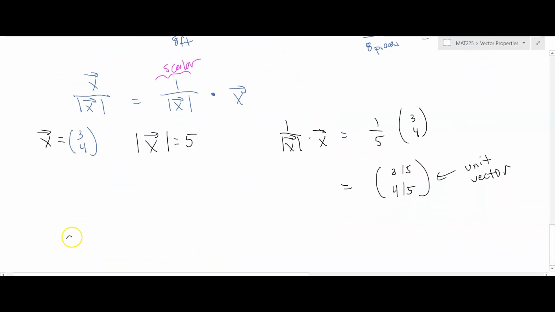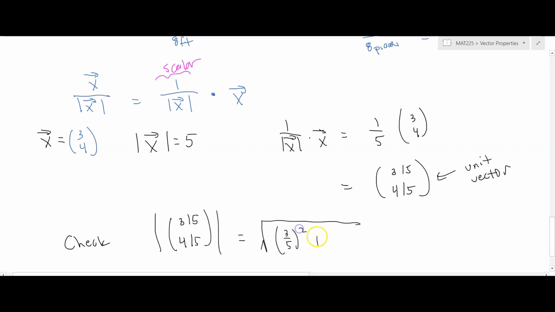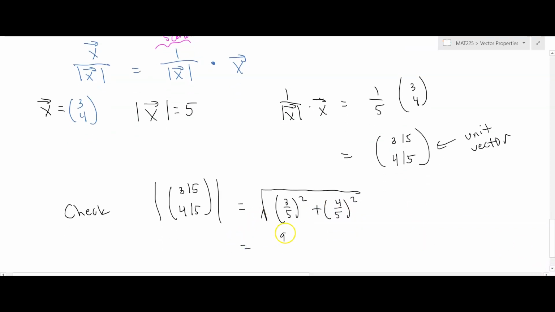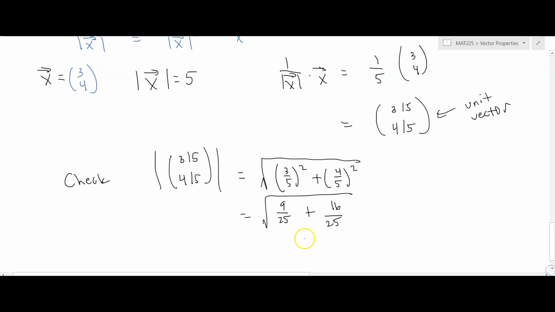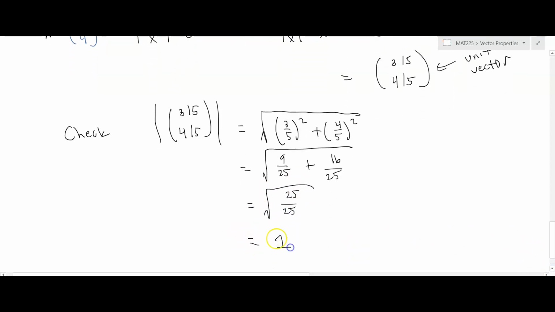And how do we just verify that as a check? We can compute the length of the vector containing components 3/5 and 4/5. And to do that, of course, it's going to be the square root of the components squared, added together. And so when we square 3/5, we get 9/25. When we square 4/5, we get 16/25. And when we take the square root of that, well, 9 plus 16 is 25. You can see where this is going. We get the square root of 25/25, which is the square root of 1, which comes out exactly to 1. And that's our check, our verification.